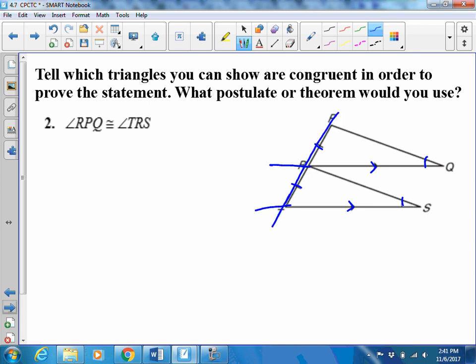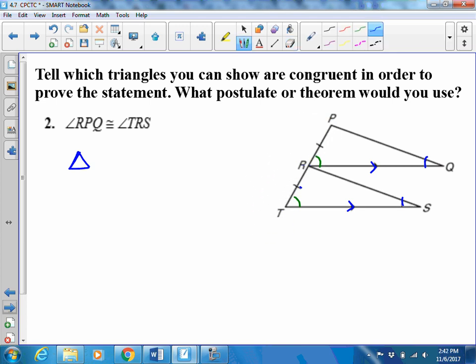I have a set of corresponding angles. This angle right here corresponds to the angle below. So that does give me enough to have congruent triangles. So I have an angle, and I have a side. So you can name your triangles a number of ways. One way to name it would be, erase some of these markings.